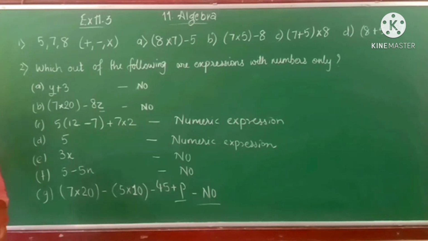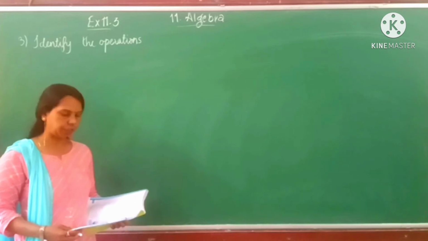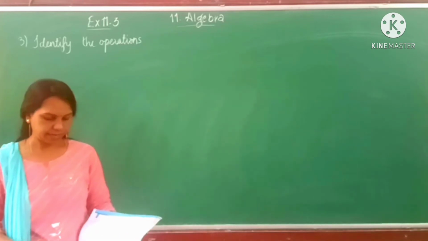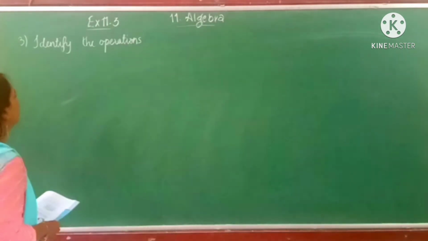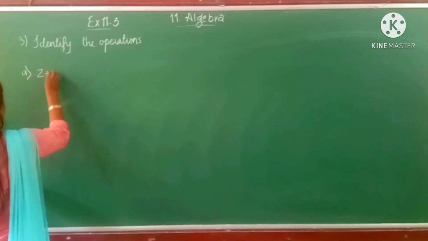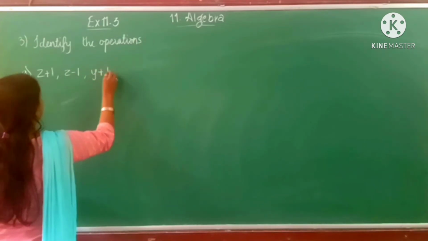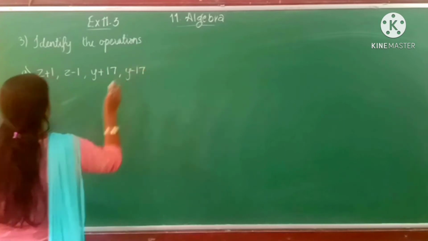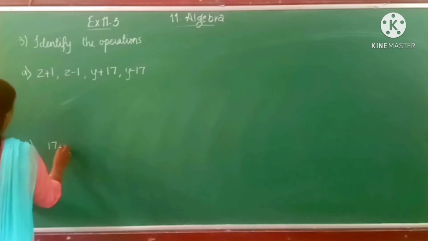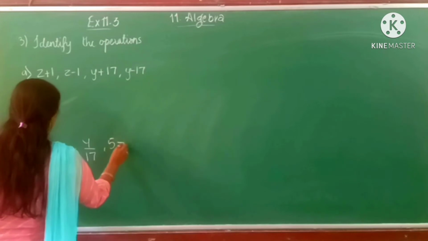Okay. Now next, question number 3 is: identify the operations (addition, subtraction, division and multiplication) in forming the following expressions, and tell how the expression has been formed. Here in the question it is given: z plus 1, z minus 1, y plus 17 and y minus 17. Next, 17y, y divided by 17 and 5z.